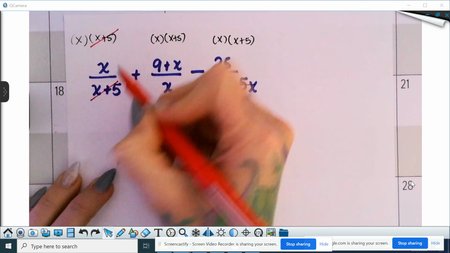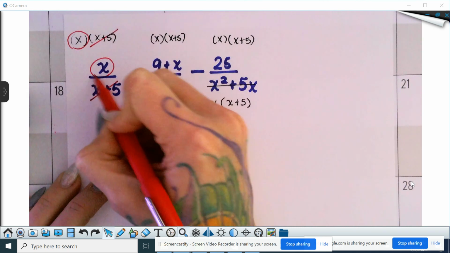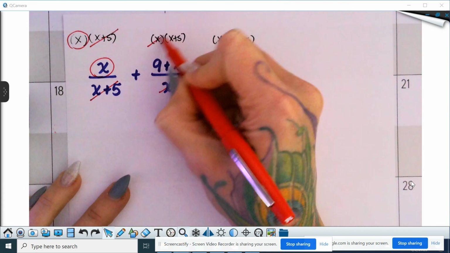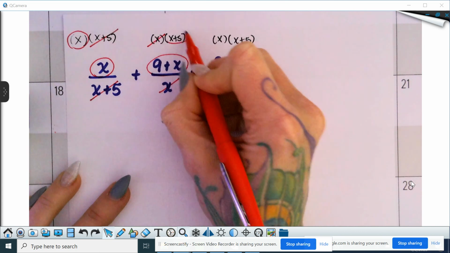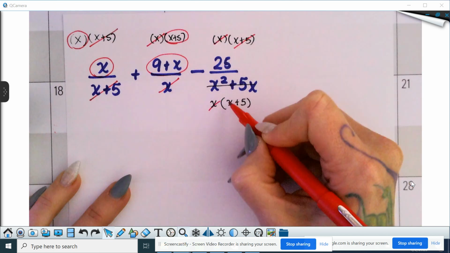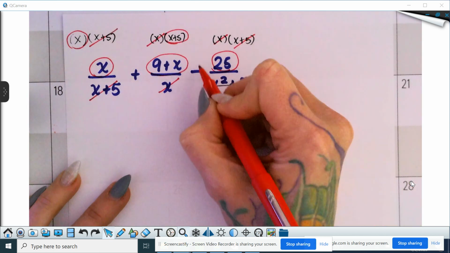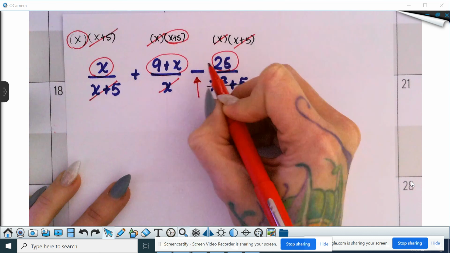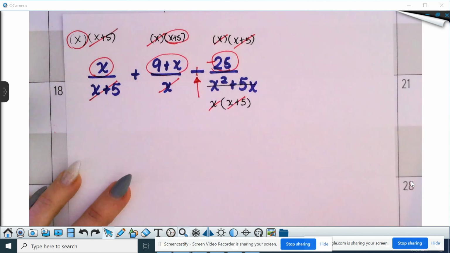So I have an x left and an x left. I cross out my x. I have 9 plus x and x plus 5 left. All these guys are gone. So all I have left is 25 at the top. Now, big call out because you have a minus, which means really that's going to become a plus, and that 25 is going to become negative.